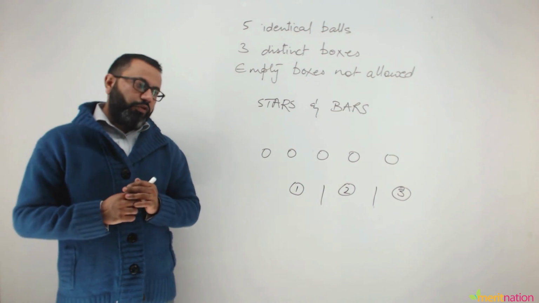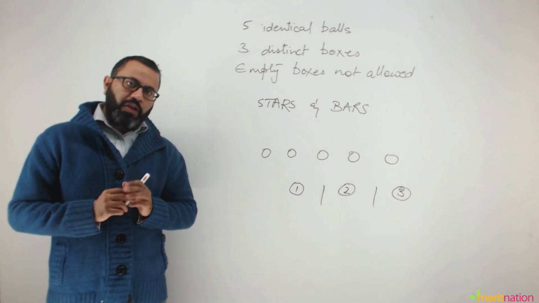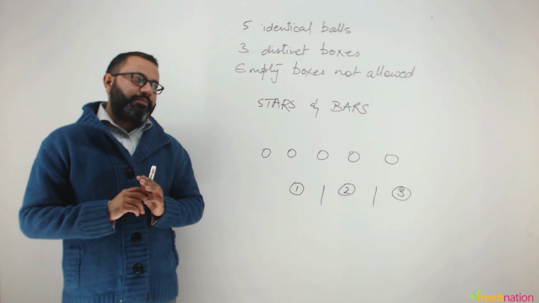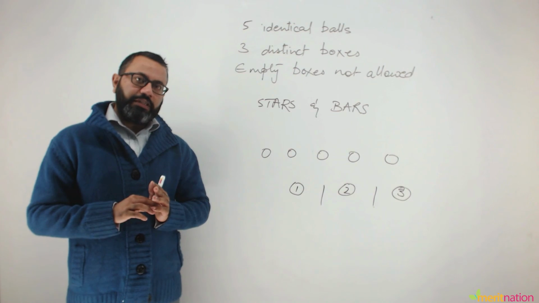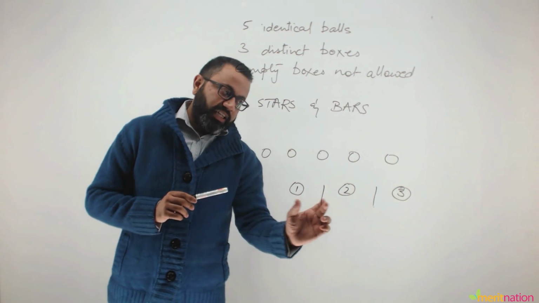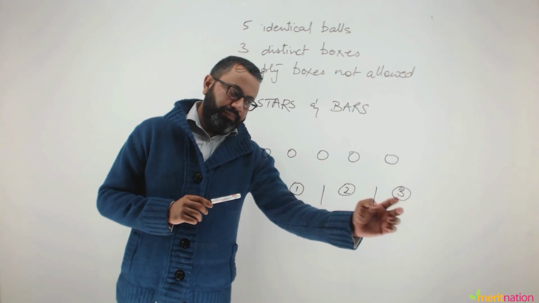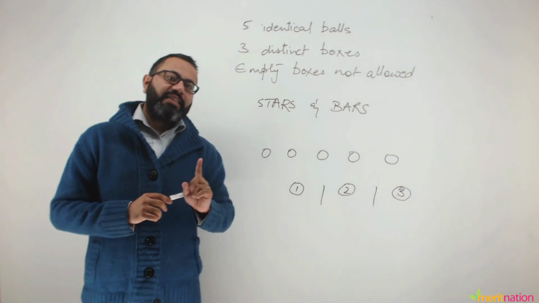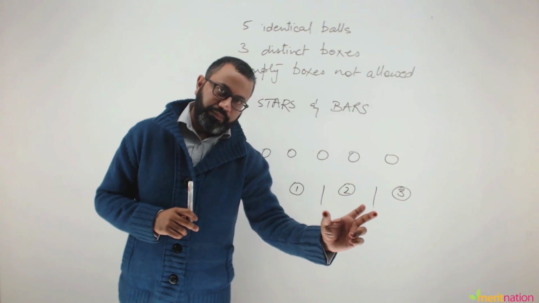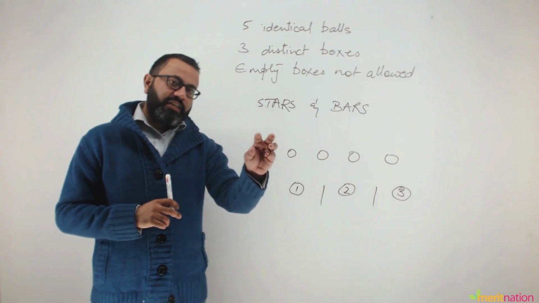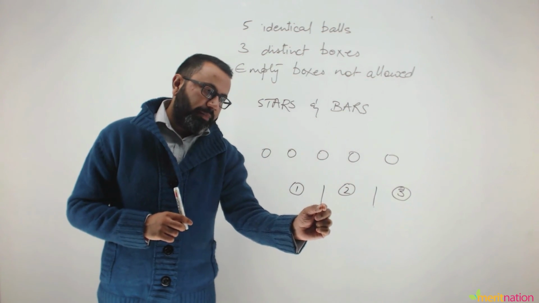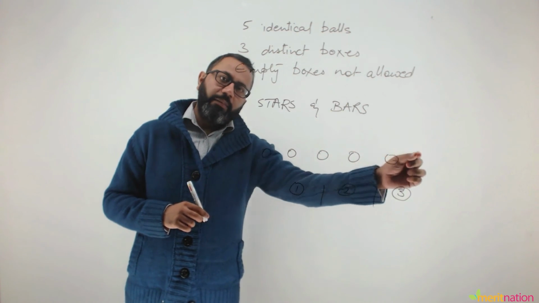All the space before the first wall is box 1, all the space between the first 2 walls is box 2, and all the space beyond the second boundary is box 3. What we have done now is we've replaced 3 distinct boxes with 2 indistinguishable boundaries. These are our bars. What this means is that instead of trying to place the balls in the boxes, we are now going to try and place these boundaries between the balls.